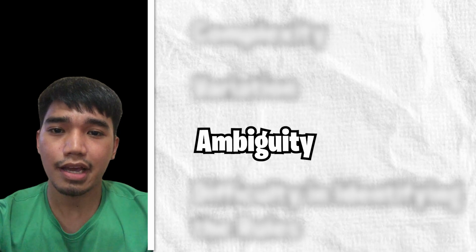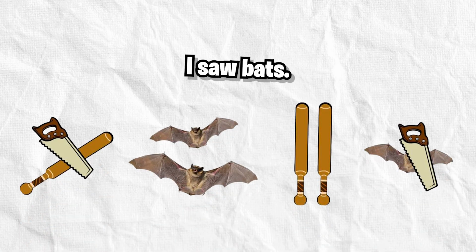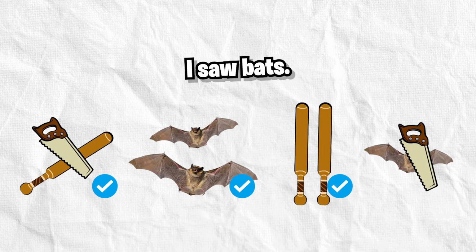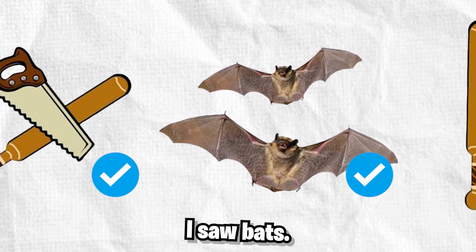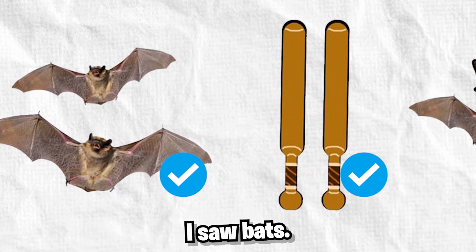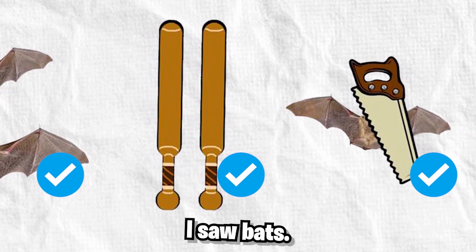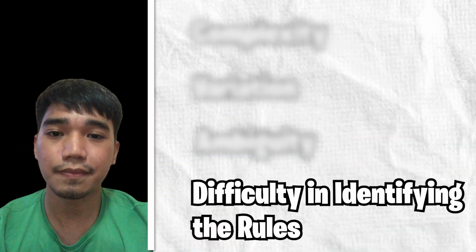The third general problem of syntax is ambiguity. Ambiguity in a language happens when a sentence or words can have more than one meaning or interpretation. This can happen when the rules of syntax are unclear or allow for multiple interpretations, which can cause confusion or misunderstanding. And lastly is the difficulty in identifying the rules.